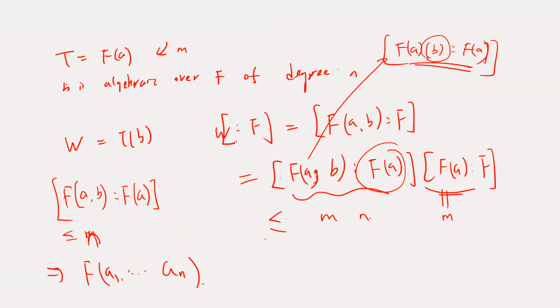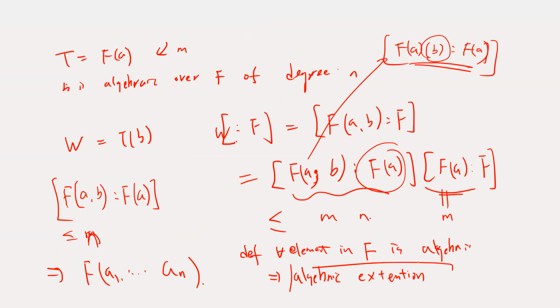Definition: if all elements in a field are algebraic over the ground field, so basically somebody gives you a field and every element over the ground field is algebraic, this is called an algebraic extension. So algebraic extensions are not necessarily finite extensions.